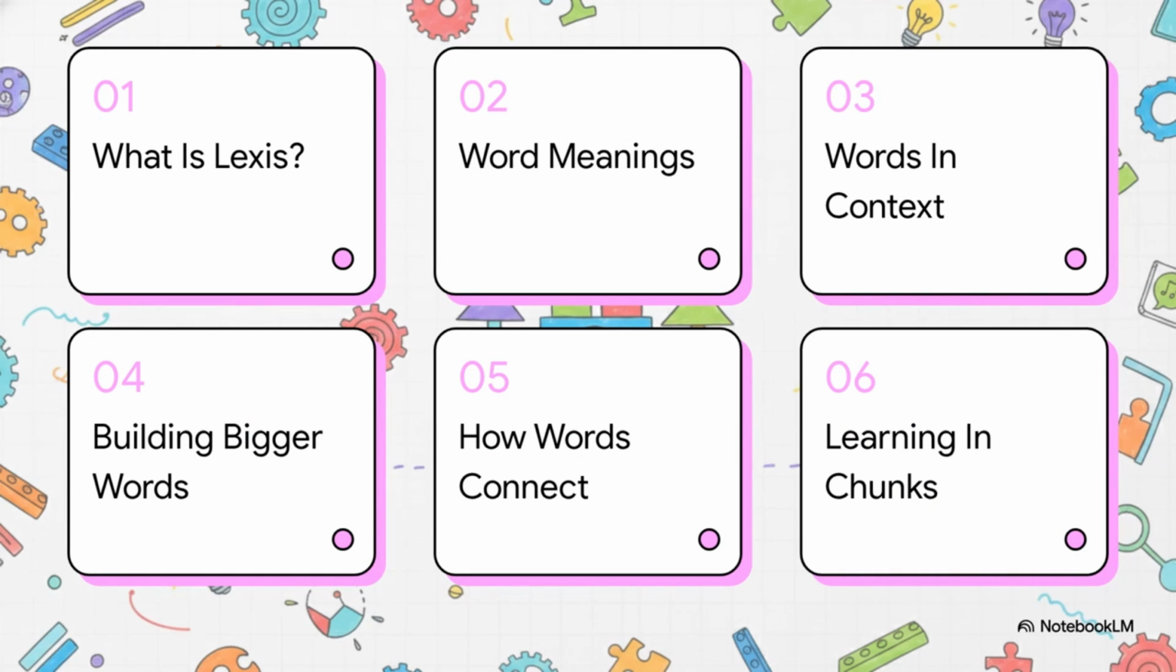All right, so here is our game plan for today. We're going to start with number 1. What is Lexis? Then we'll cover kinds of word meanings, followed by words in context. After that, we'll look at building bigger words, how words connect, and finally, wrap it up with learning words in chunks. Let's get right into it.